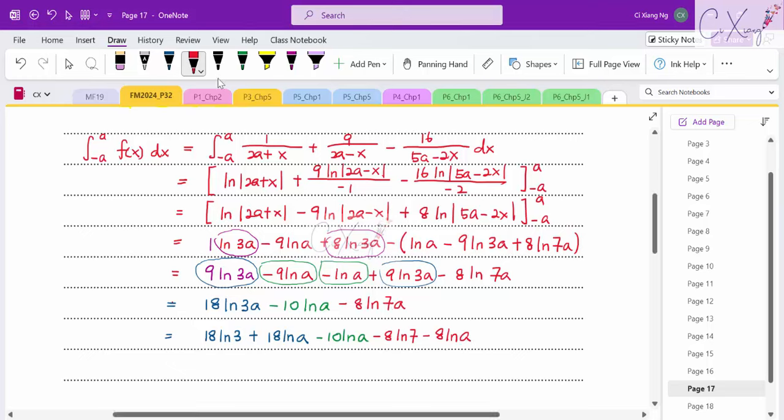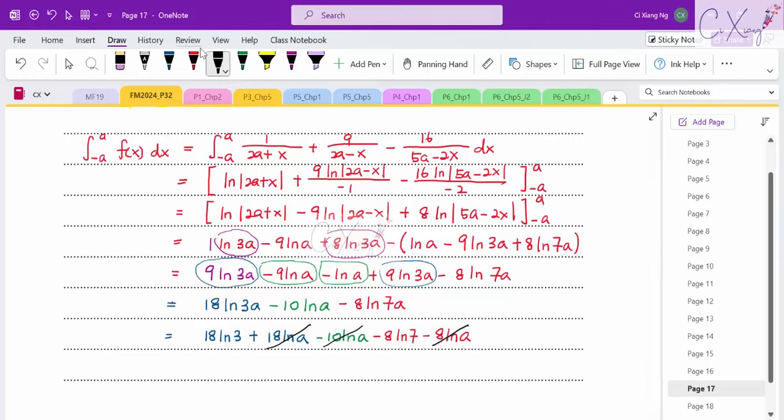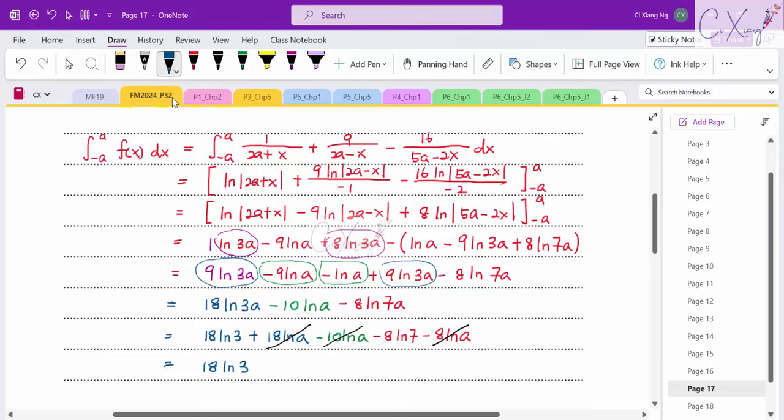Okay? Alright, so next one. From here, you can see that we have 18 ln A minus 10, which is 8 ln A. 8 ln A minus 8 ln A, you will have 0. So from here, we already get rid of the term with the A. And now what is left with us is this one, 18 ln 3 minus 8 ln 7. Okay, and it seems like I can't simplify further anymore, right?